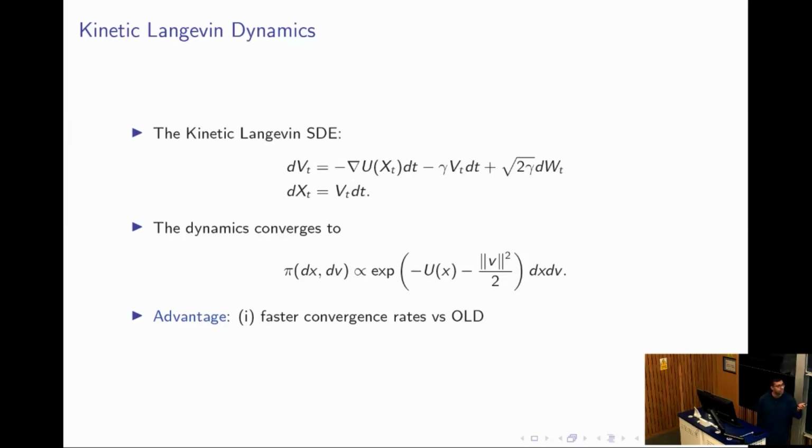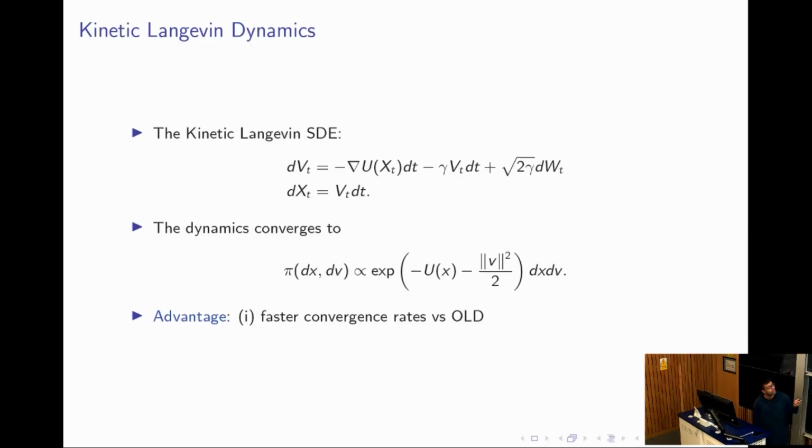Unfortunately, I only labeled one. I thought I labeled a number of advantages, but there is more than one advantage of using this. One of them, compared to the overdamped Langevin dynamics, is that it has faster convergence rates. As well as this, it also has very good connections with well-known MCMC methods such as Hamiltonian Monte Carlo.